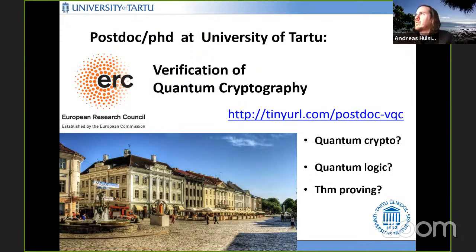There's one question on the chat from a name in Japanese or Chinese characters. I don't know the name. But the question is, what is the main difficulty in formal verification from classical to quantum?